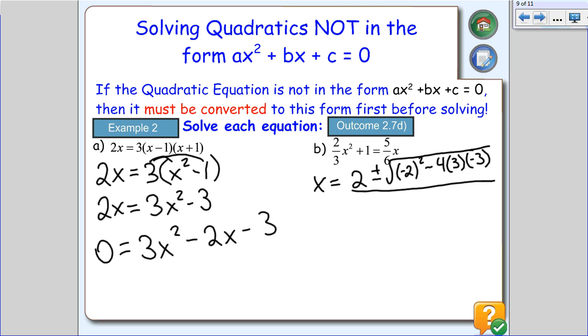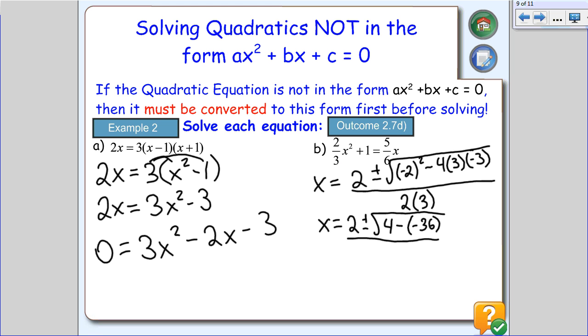Simplify that. X is equal to 2 plus or minus the root of 4 minus negative 36. So 4 plus 36. 4 times 3 times negative 3. So it's the root of 4 minus negative 36, all divided by 6. Yeah, 4 minus negative 36, that's 40. Yeah, you can just combine those.